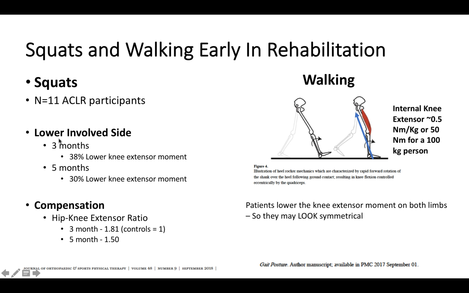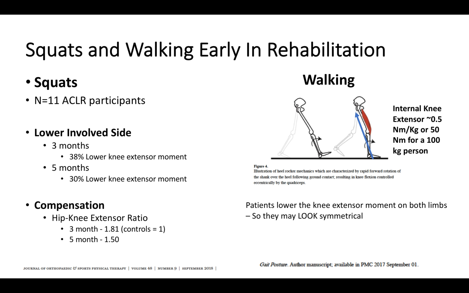And essentially the knee extension moment, so the amount of loading that was going through the involved limb, or the ACL reconstructed side, was 38% lower than the non-reconstructed side. And it was only slightly better at 5 months. And this is after a lot of rehab and aggressive physical therapy, as these young athletes would get. And still in a bilateral task, they were not using the knee extension strength that they had available to them. That's interesting, because it's not a strength problem, it's a control problem.